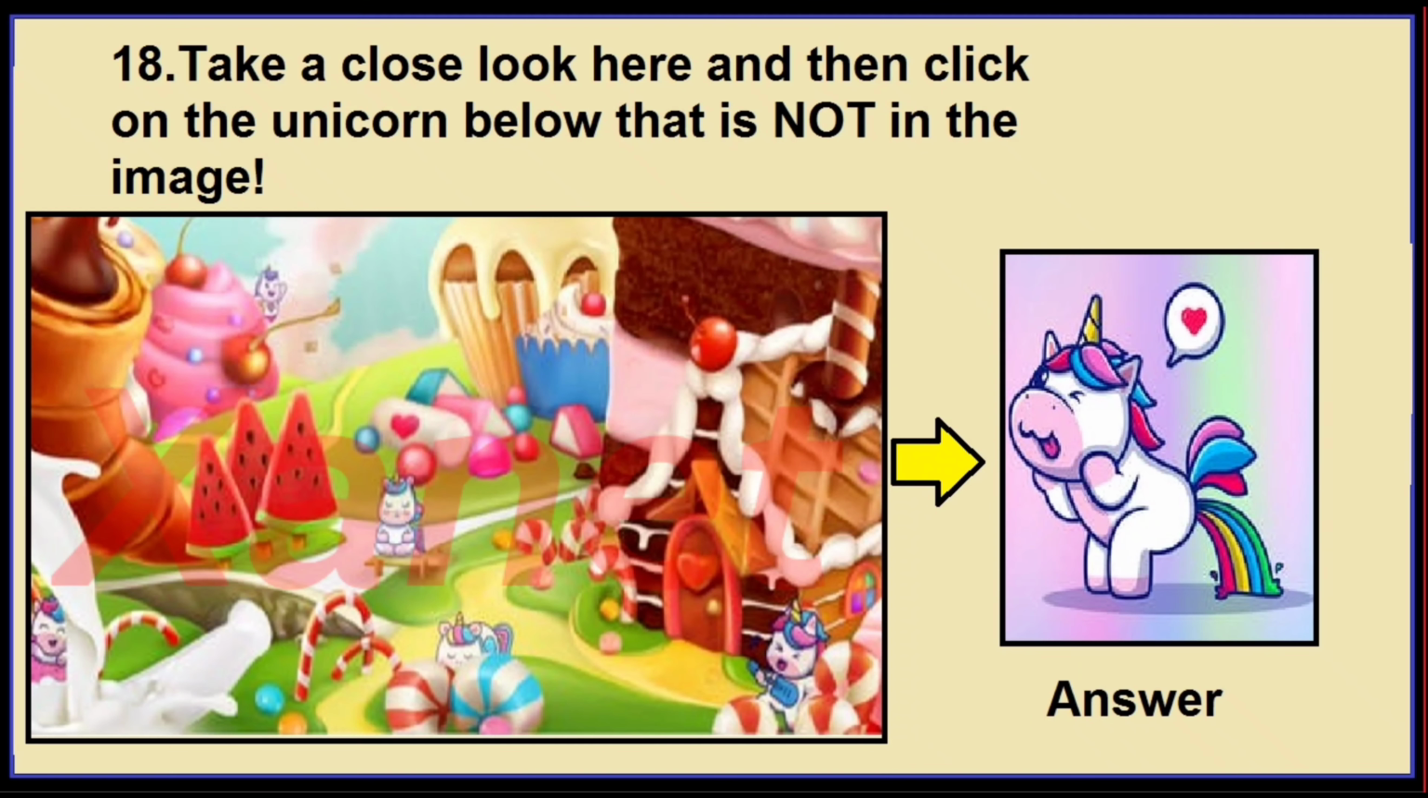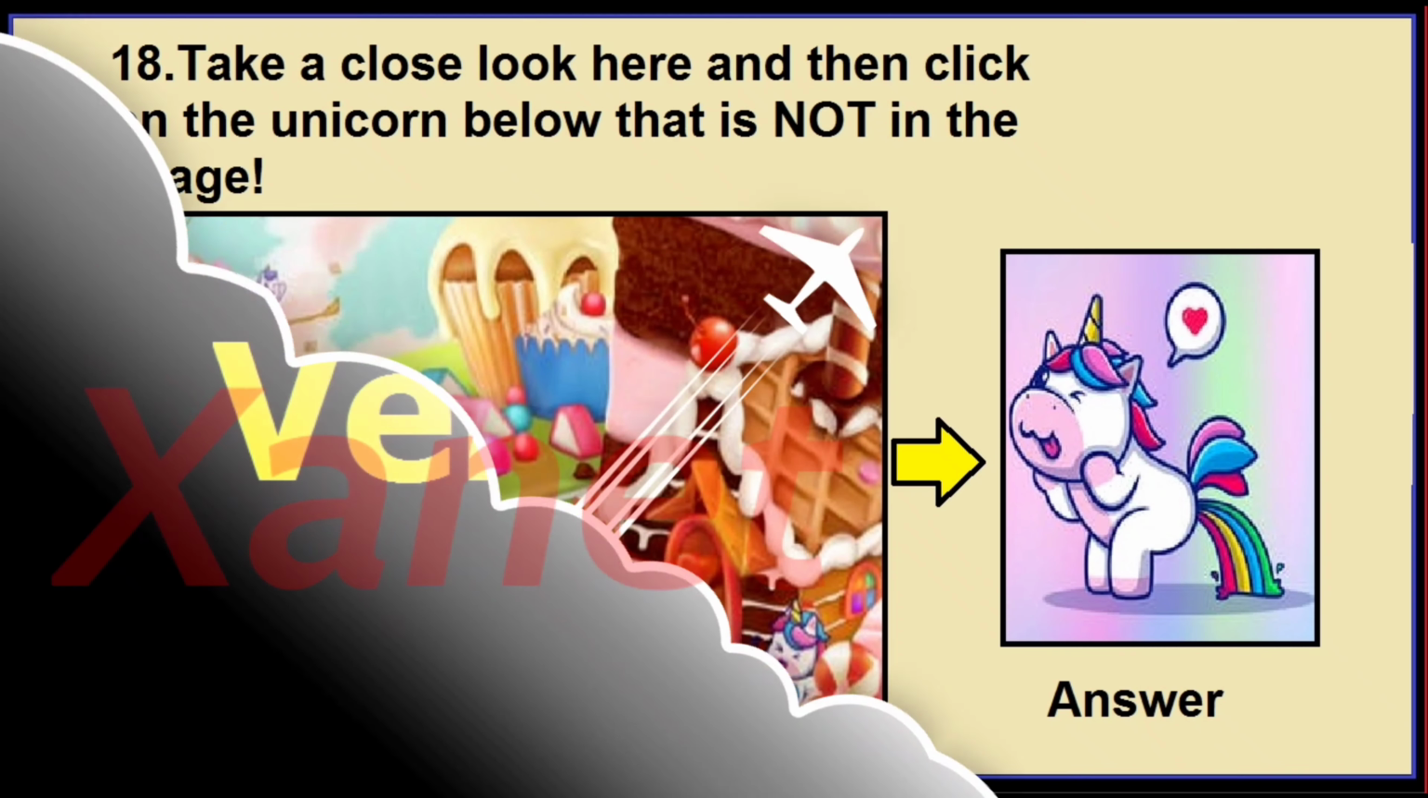For example, in version 1 of this question, if you find this sort of question and it says which unicorn is not in the image, and you can see the unicorn which has a rainbow on its backside, that's the correct answer. So you must see the image carefully.